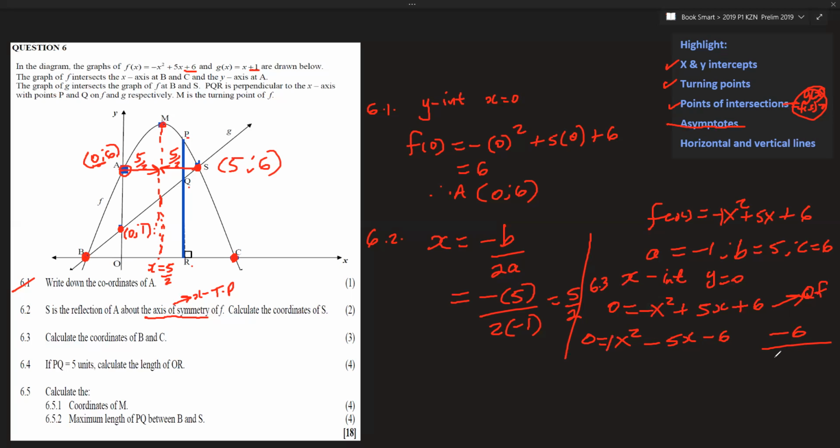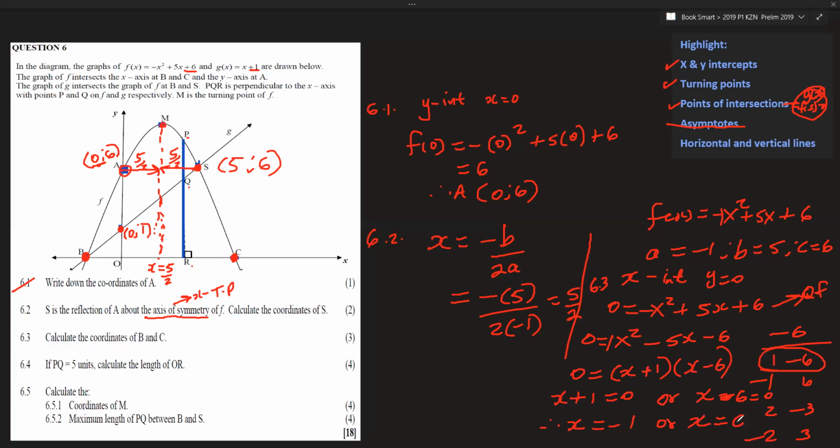Okay. It's pretty simple. I know they go in pairs. So 1 and 6, then I have 2 and 3. So this one can be negative, so that when we multiply, we're getting the negative. And then I need the 2 that when I add, they're going to give me negative 5. So obviously, it is these ones, right? So 0 equals x plus 1, sorry, and then x minus 6. Then x plus 1 equals 0, or x minus 6 equals 0. Therefore, x equals negative 1 or x equals 6, right?